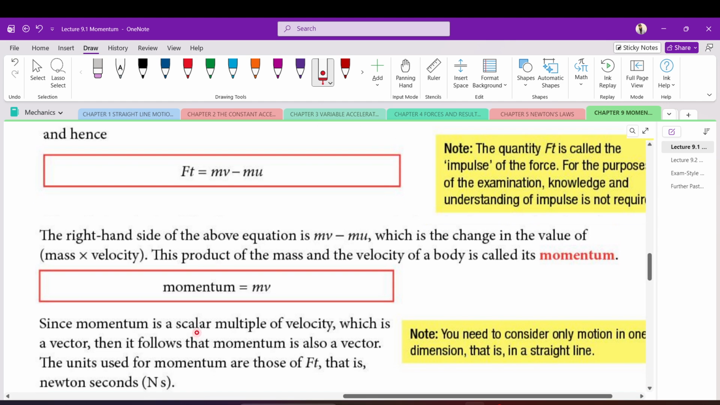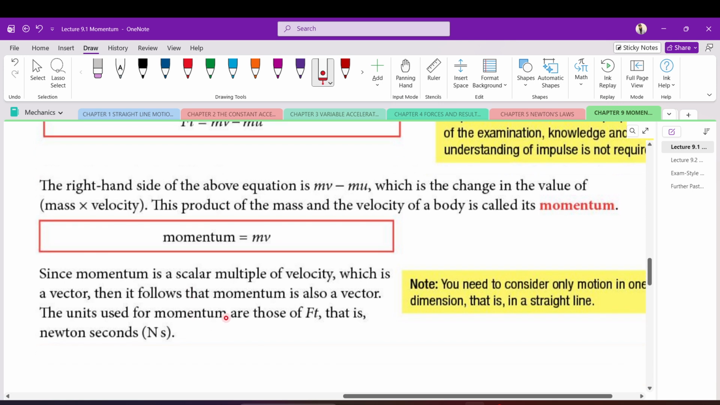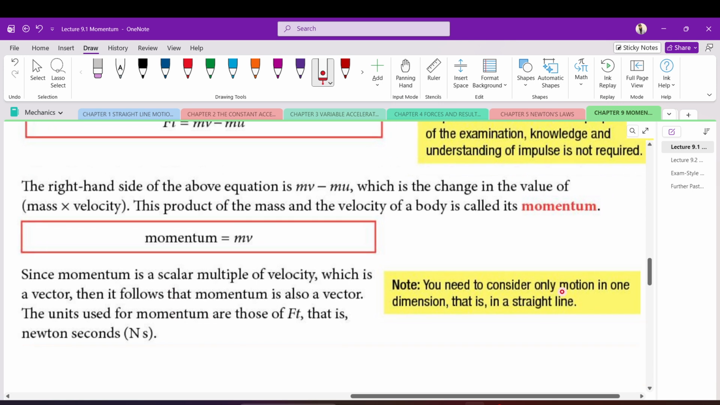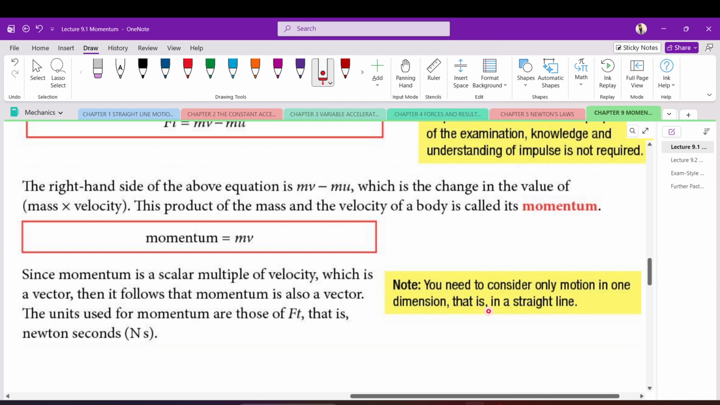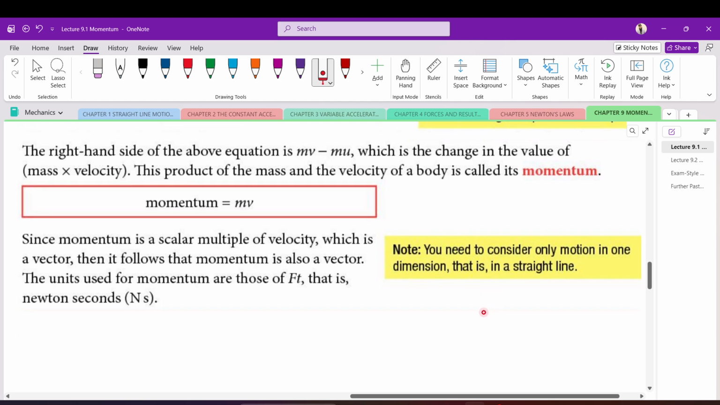So remember, a vector quantity is one where you have both magnitude and also direction. If only the direction of an object changes, that means its velocity changes, and that means its momentum also changes. Even if the magnitude of the speed was 25 meters per second, for example, that doesn't change, but what changes is the direction. Then it says that you need to consider only motion in one dimension, that is in a straight line. So basically the questions that you are usually given are in one dimension only.